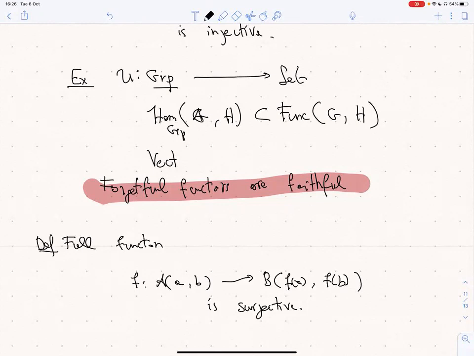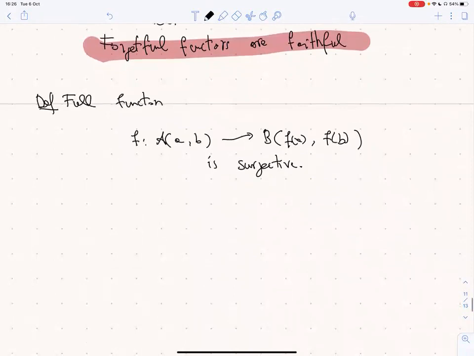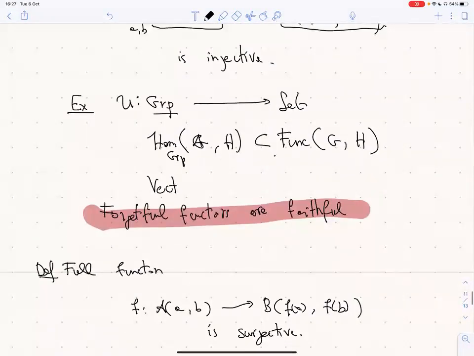Okay, so this is a full functor, where this function is surjective. And let's make an example of a functor which is not full. For example, the forgetful functor from groups to sets is definitely not full because this function is not surjective. This is quite clear, I believe.